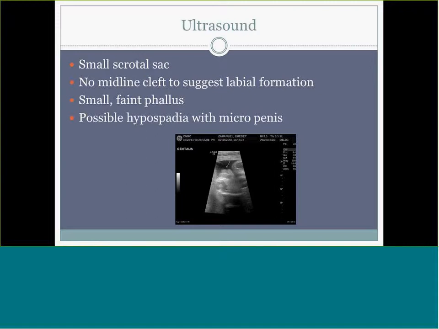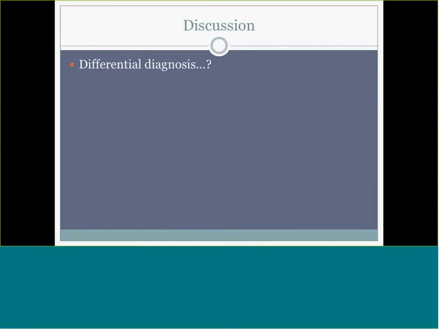I have to apologize. This was not the original ultrasound. This was the ultrasound at 28 weeks. But the ultrasound in the second trimester showed a small scrotal sac with a line cleft to suggest labial formation, but a small phallus and possible hypospadias. Any thoughts? The tulip sign there. For the differential diagnosis at that time, we have a baby that's 46XY with a possibility of ambiguous genitalia.